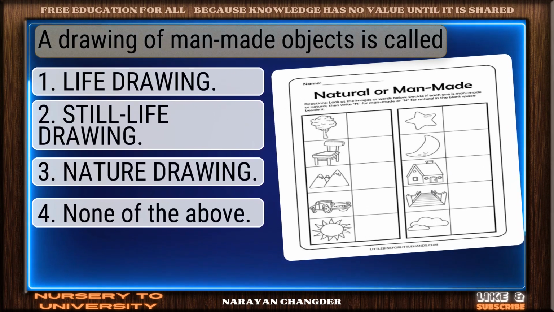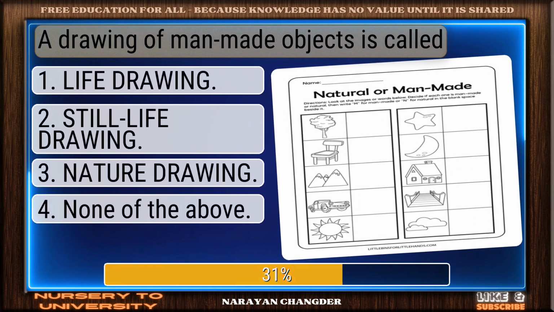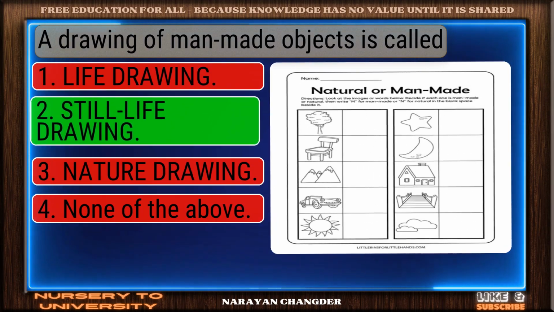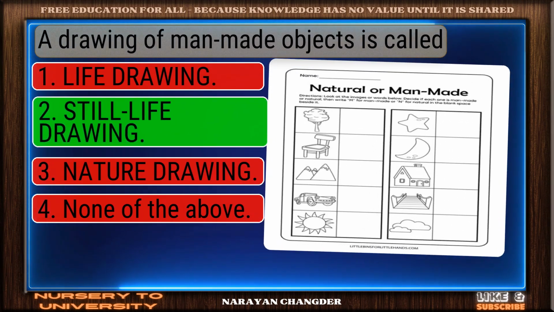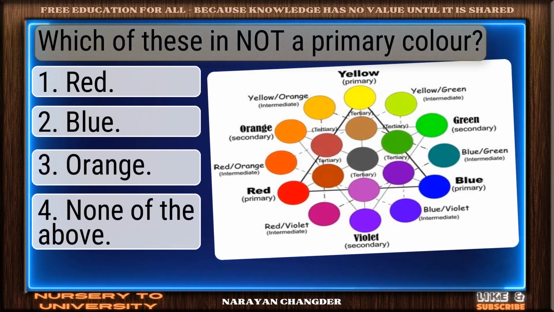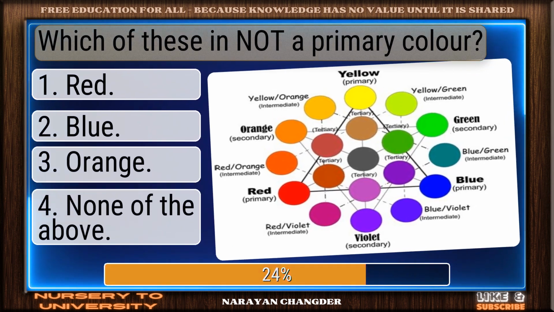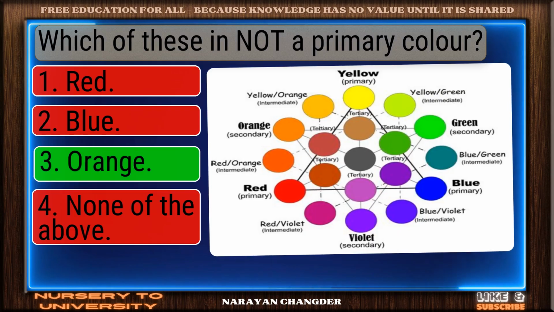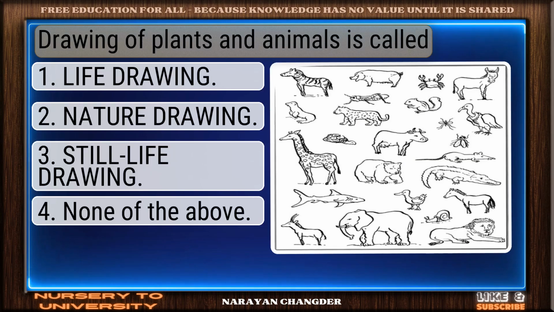A drawing of man-made objects is called dash. Bravo. Still life drawing is the answer. Which of these is not a primary color? Smart move. Orange is an accurate answer.